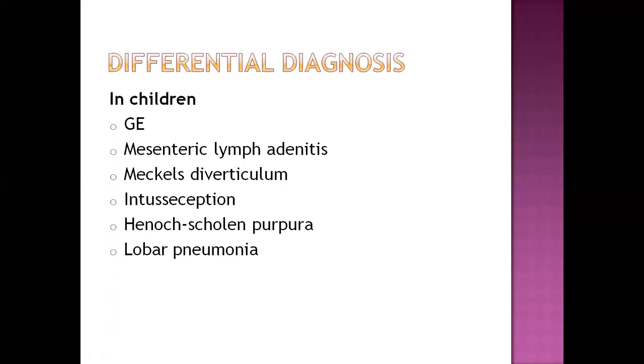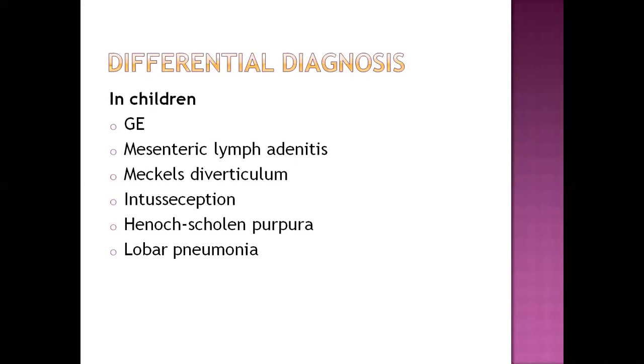Differential diagnosis of appendicitis varies in different age groups in children. One differential diagnosis is gastroenteritis, mesenteric lymphadenitis, Meckel's diverticulum, intussusception, Henoch-Schönlein purpura, and lobar pneumonia. Gastroenteritis: if you take a proper history, the patient usually presents with vomiting, which is more profuse than in appendicitis. Appendicitis usually presents with nausea and sometimes vomiting, and it is confusing with gastroenteritis. But the patient may have episodes of loose motions and abdominal pain, which is different from appendicitis.